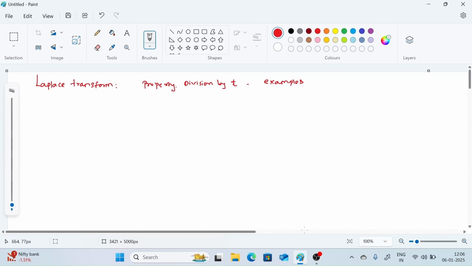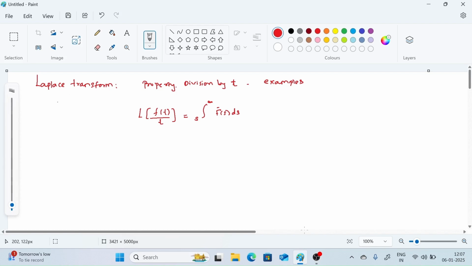So, before proceeding ahead, what is the property? Laplace of f of t by t is equal to the integration from s to infinity of f bar of s ds, right? This was the property which we discussed in the last lecture.